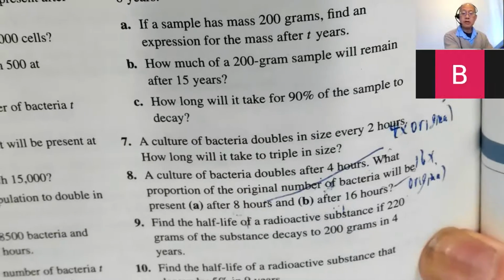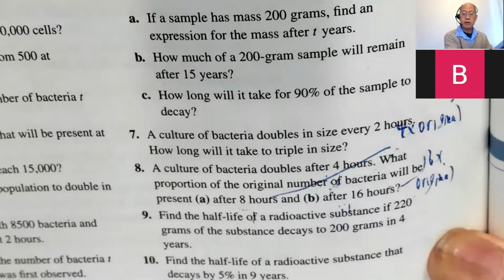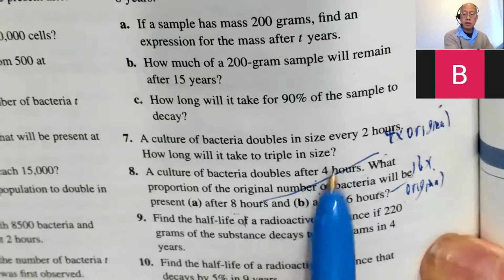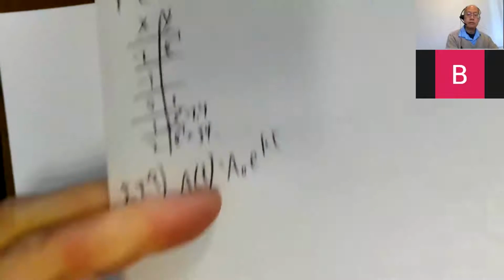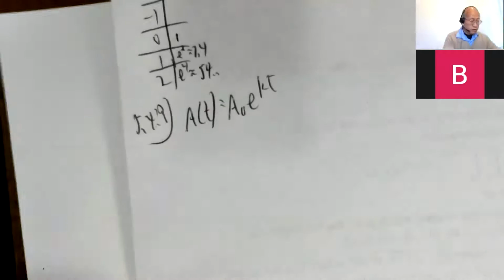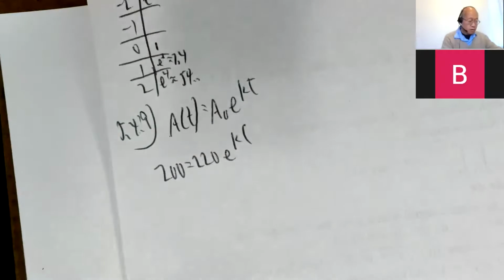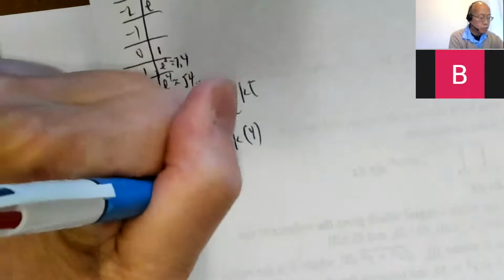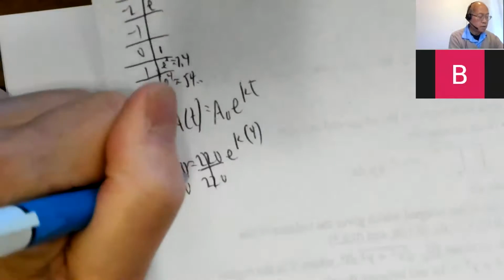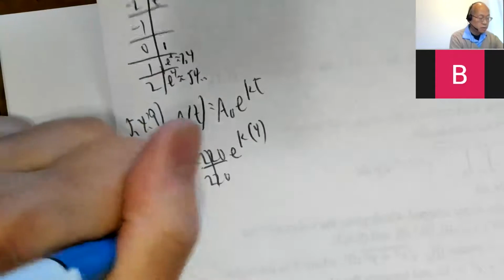Find the half-life of a substance that goes from 220 grams to 200 grams in 4 years. So this is the initial amount, and the new amount after 4 years. A of t is A0 e to the kt. 220 goes here, 200 goes here, and the time was 4. Divide by 220, cancel, reduce: 10 over 11.